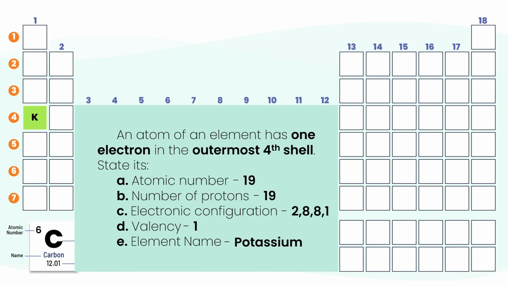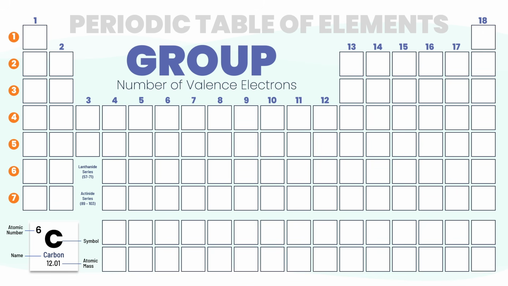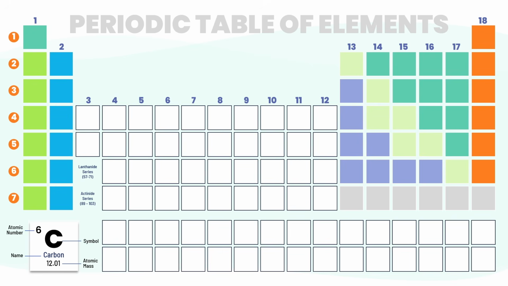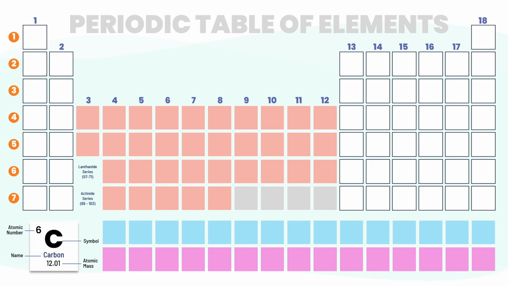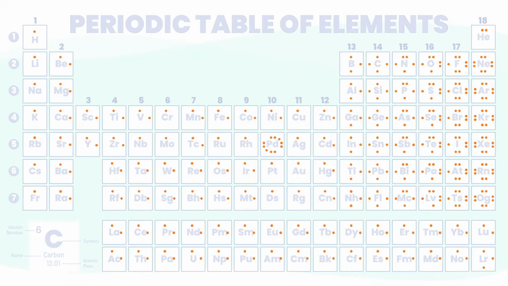Today we uncovered how the periodic table's structure is built on electron arrangements. Shells tell us the period, valence electrons tell us the group. We explored the main groups, the exceptions, and used that knowledge to place real elements. The periodic table isn't just a chart, it's a map written in electron clues.